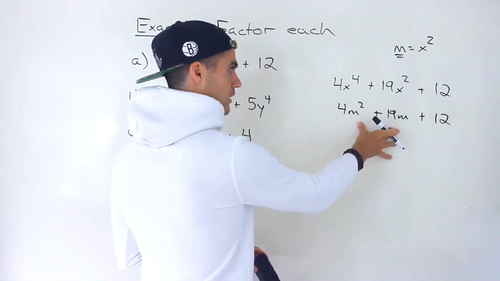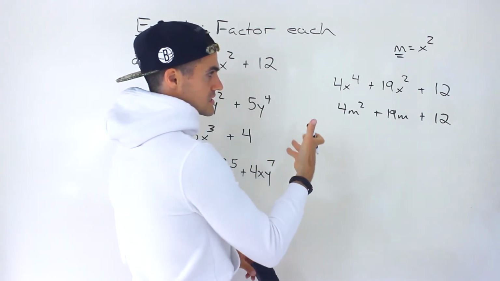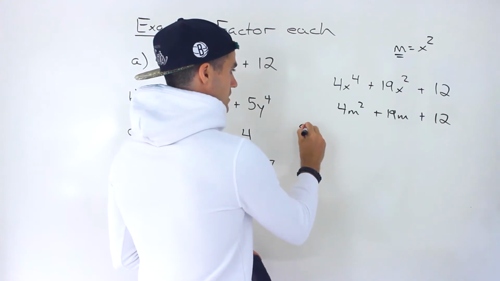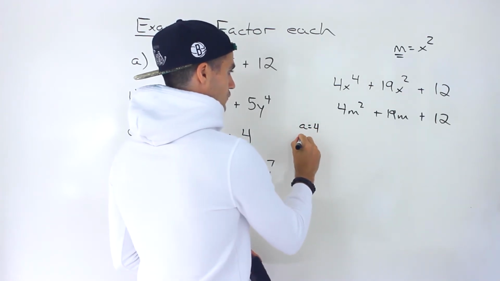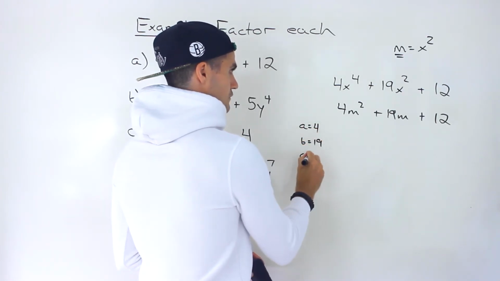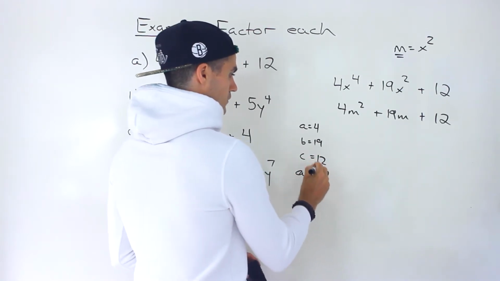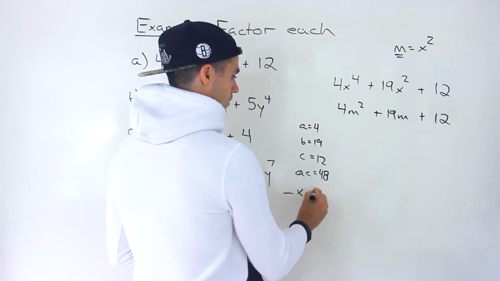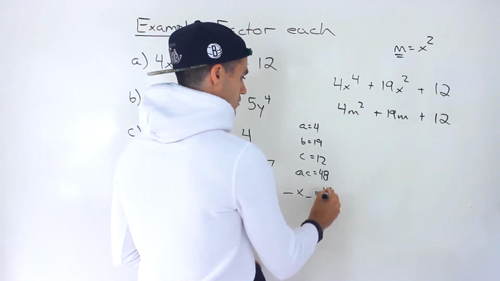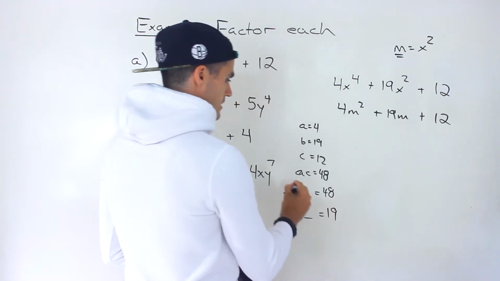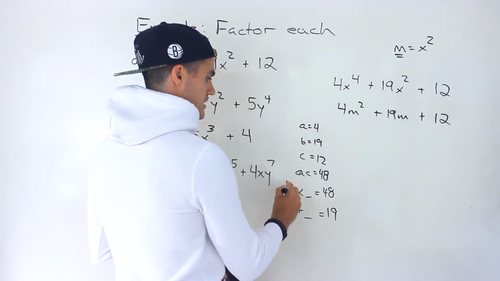So first thing we look for, can we take out a greatest common factor? Notice in this case we can't. And so let's do decomposition. We have an a value of 4, a b value of 19, a c value of 12. AC is equal to 48, right? 12 times 4. And then what two numbers multiply to that AC value of 48 and add up to that b value of 19? That would be 16 and 3.